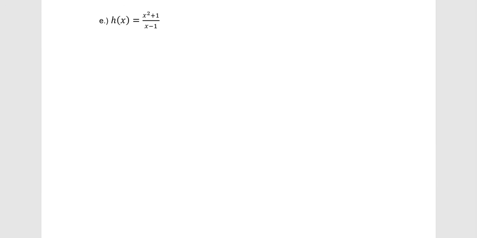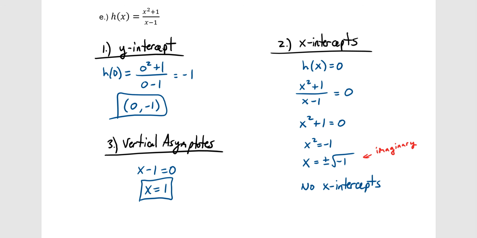Okay, the next one, once again, I'm just going to fill out the y-intercept, x-intercepts, and the vertical asymptotes. So just notice that this cannot be factored. The numerator is not a difference of squares. There's an addition sign, so we cannot factor it that way. So for the y-intercept, we get 0, negative 1. We get the y-intercept at negative 1.